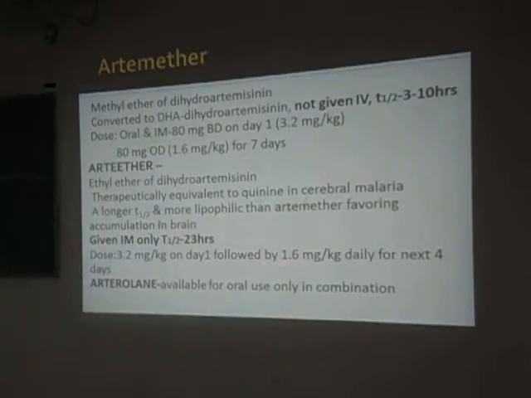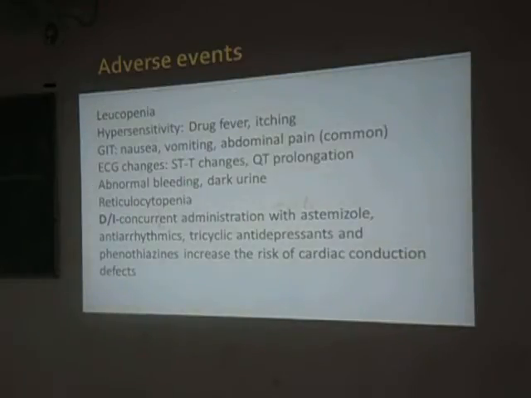So given intramuscularly, the next drug is arteether... Again this drug is available only in combination. A recent one. Arteether, an oral drug it is. So the tablets are available in the form of artesunate and the artemether. But it is the longer acting one, but only intramuscular.